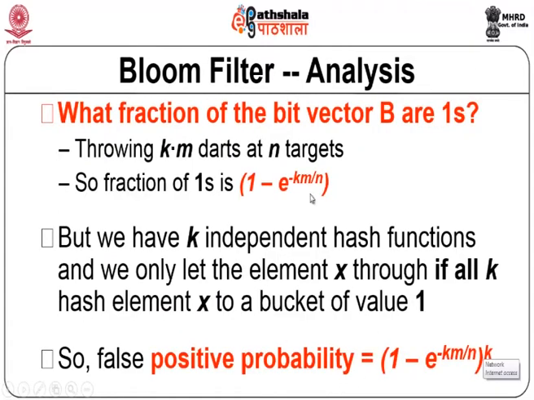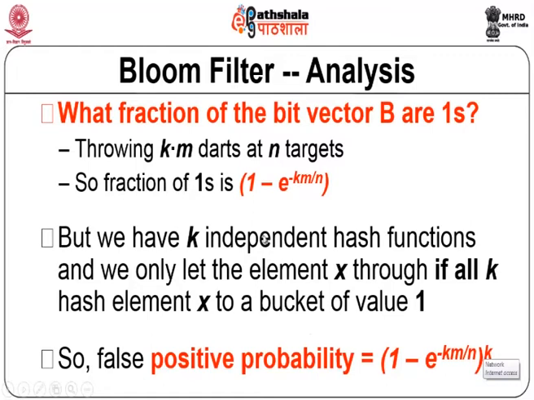When a Bloom filter is represented using a bit vector B, we also have to understand the fraction of ones that will be available in the bit vector B. When you throw k times m darts at n targets, the fraction of ones will be equal to 1 minus e to the power of minus km/n.